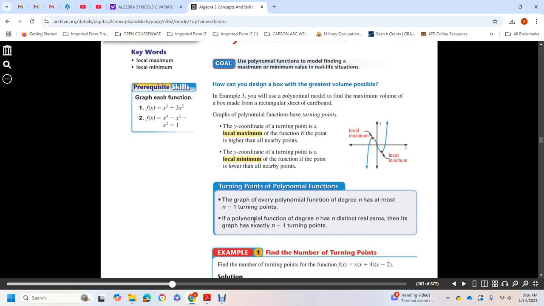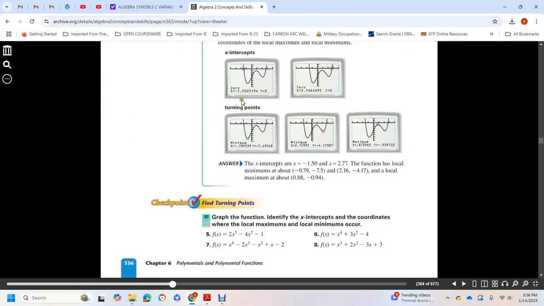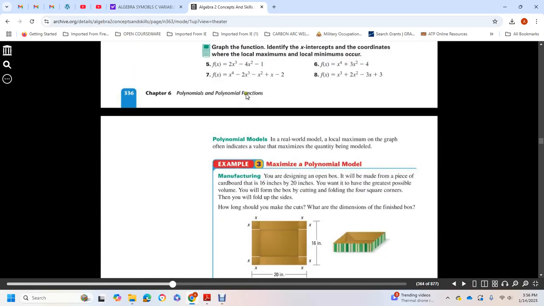Turning points of polynomial functions. The graph of each polynomial function of degree n has at most n minus 1 turning points. If the polynomial function of degree n has n distinct real zeros, then the graph has exactly n minus 1 turning points. Polynomial models. In real-world models, a local maximum of the graph often indicates the maximum value of the quantity being modeled.